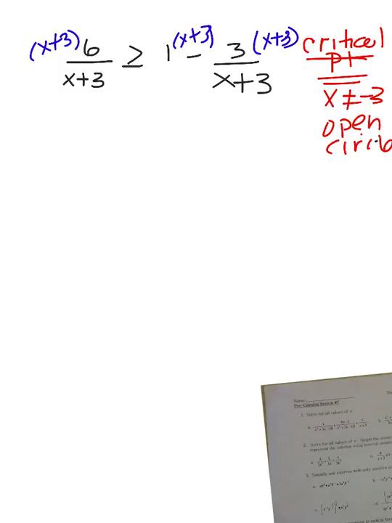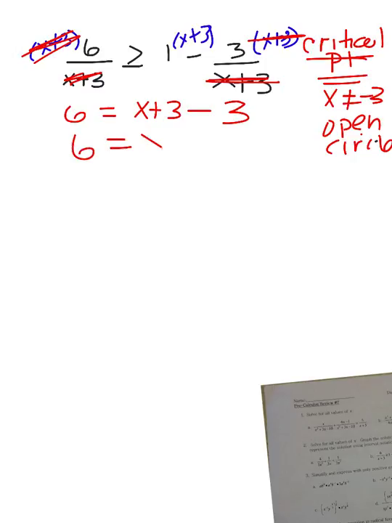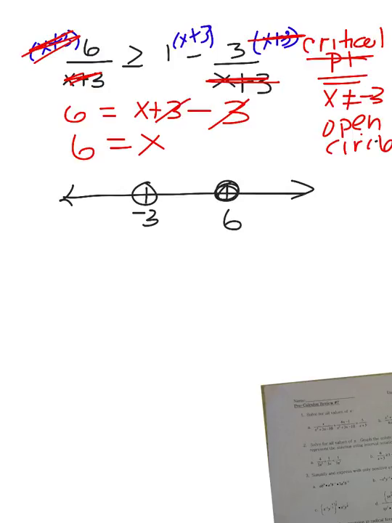Now I'm going to reduce. So x plus 3 and x plus 3 reduce, so I'm left with 6 equals. Nothing reduces with the 1, so that's just x plus 3. Minus x plus 3 and x plus 3 reduce, so I'm left with 3. So I get 6 is equal to x, because those two cancel. On the number line, I'm going to plot negative 3 and 6. Negative 3 obviously is an open circle. 6 will be a closed circle because of the equal sign in the original inequality.